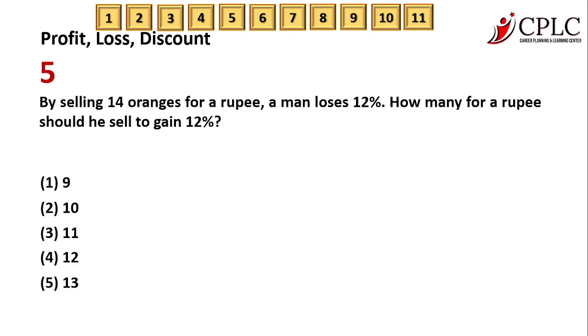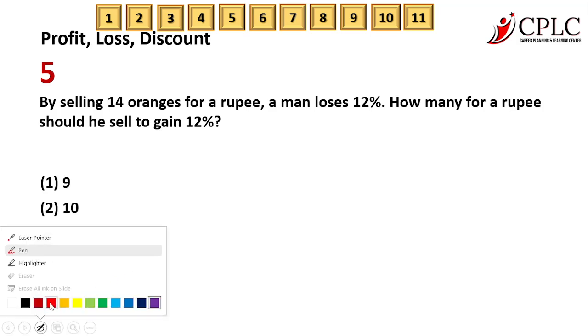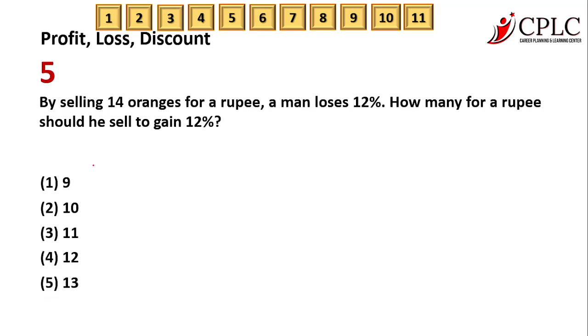Let's talk about the fifth one, which says by selling 14 oranges for a rupee, a man loses 12%. How many for a rupee should he sell so as to gain 12%? So I have a slightly different way to think about such questions, and again you can apply that here. Few things you'll have to remember. So he's selling 14 oranges for 1 rupee.